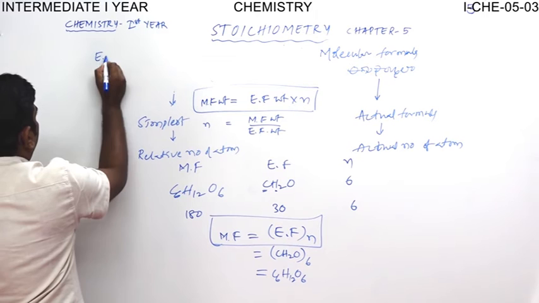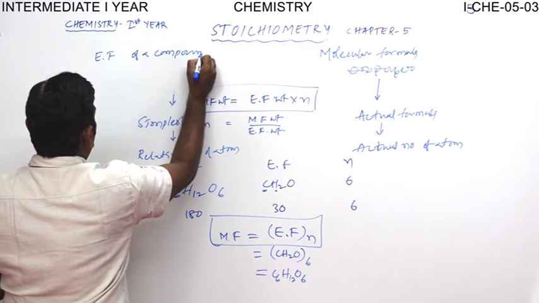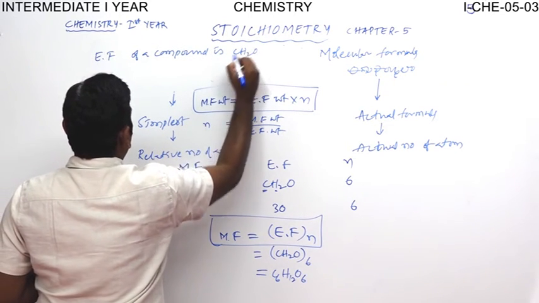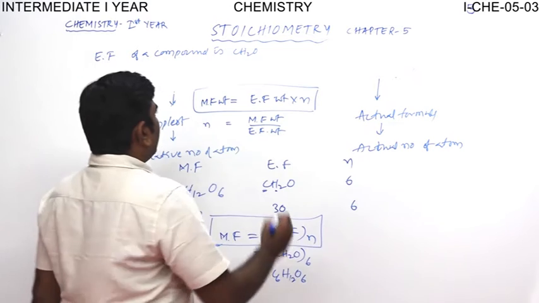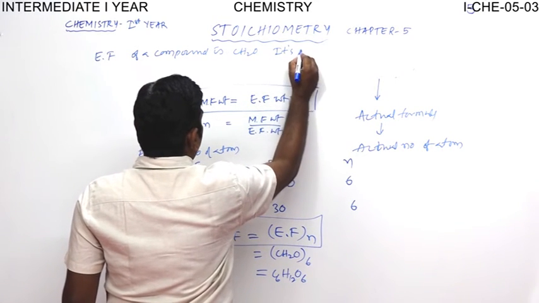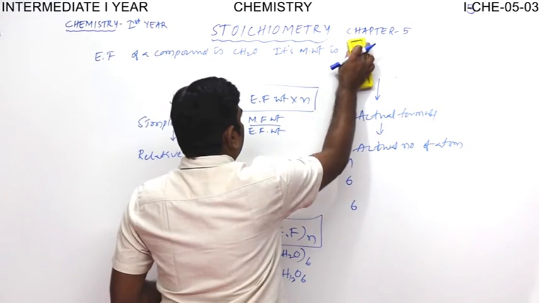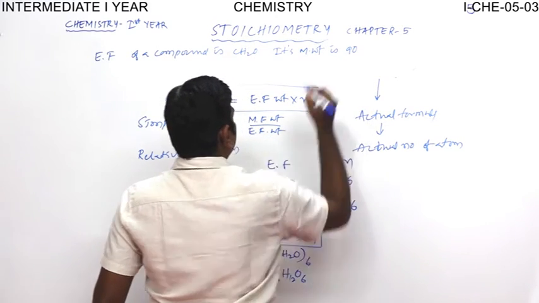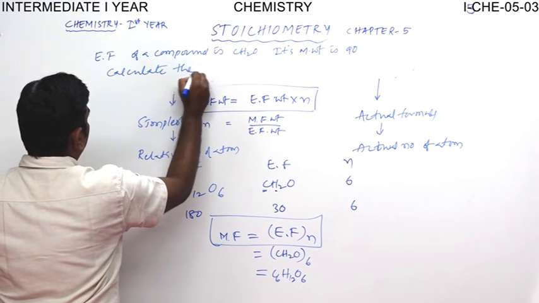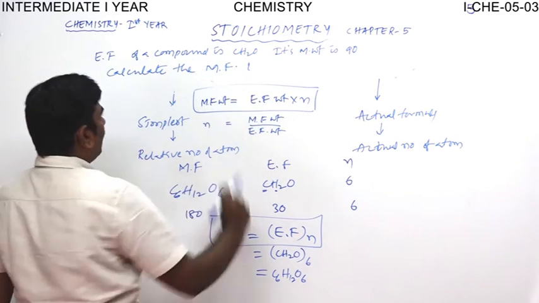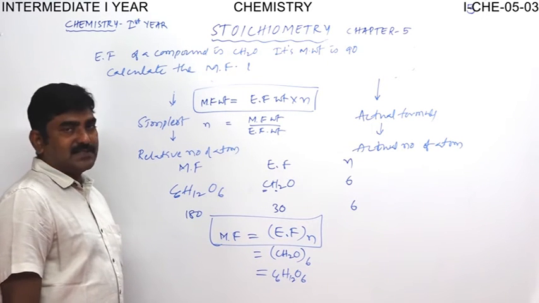Empirical formula of a compound is CH2O. Its molecular weight is 90. Calculate the molecular formula. Empirical formula of a compound is CH2O. Its molecular weight is 90.